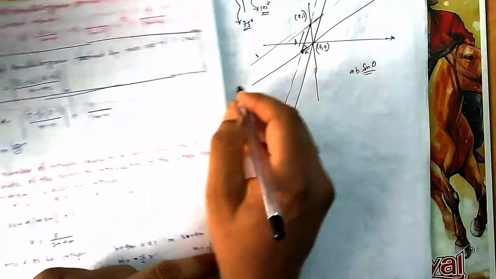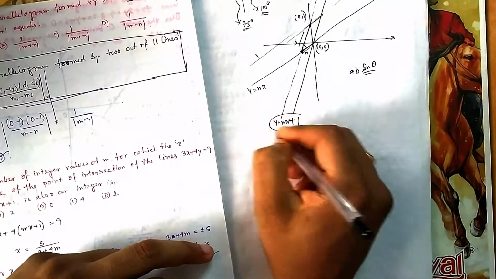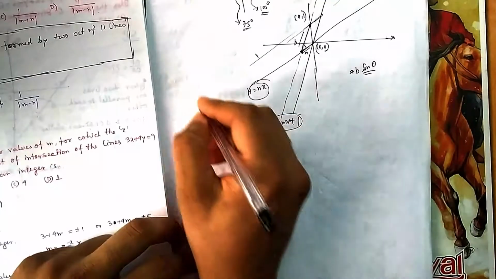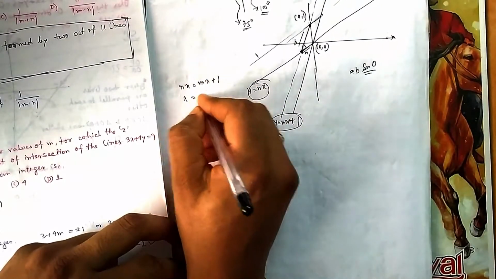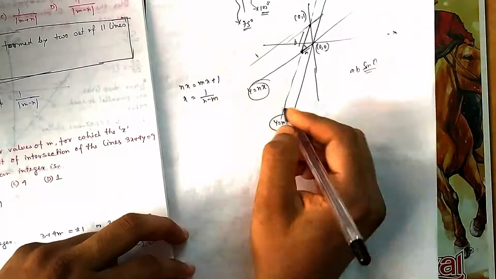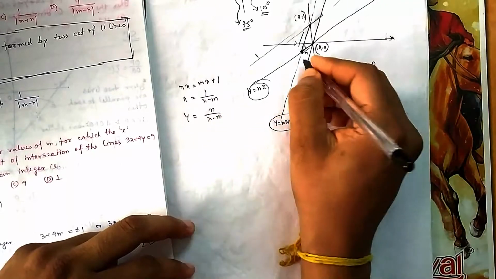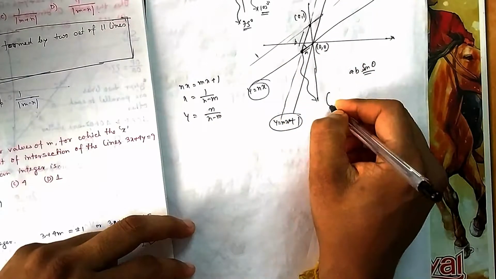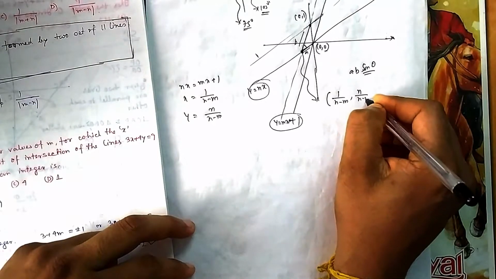What will be this point? This point is the solution of these two lines. If you put nx equal to mx plus 1, you will find x is equal to 1 by n minus m. You put it in any one equation, y is equal to n by n minus m. So this point coordinate you found: 1 by n minus m, comma n by n minus m.